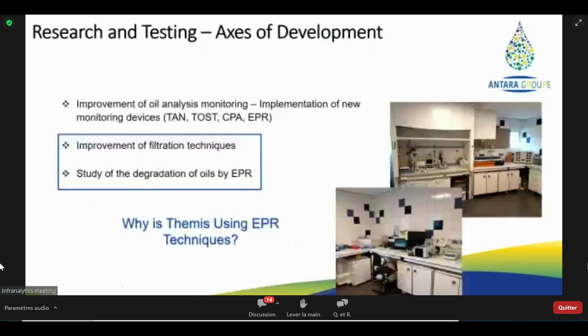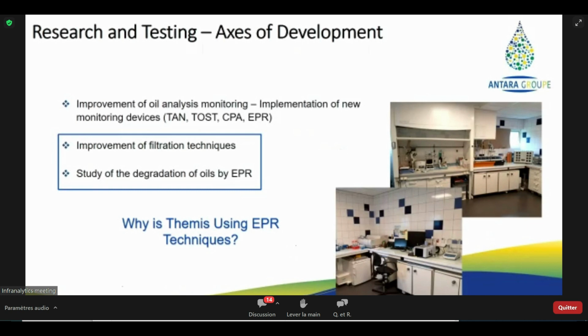In the research lab, there are 3 axes of development. The first one is the improvement of oil analysis monitoring. We use different techniques to monitor oil analysis, and we also implement new devices such as the TAN, the TOST, the CPA, and the new one, the EPR. The second axis is the improvement of the filtration technique. And the third one is the study of the degradation of oil.